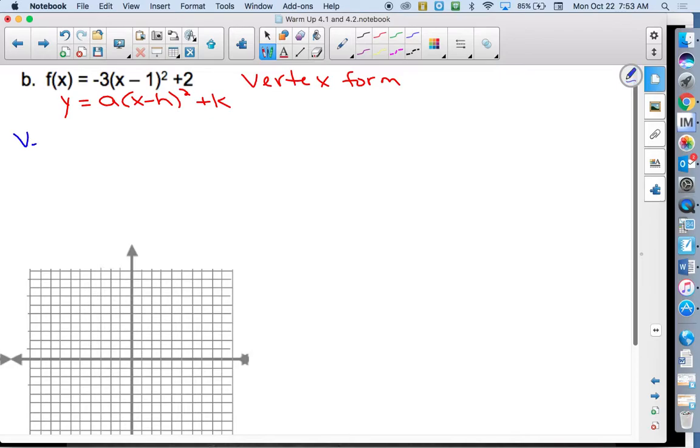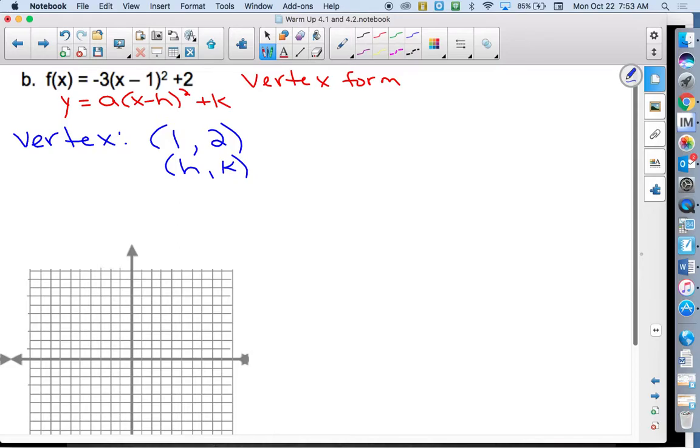So since it's in vertex form, without doing any work, we should be able to find the vertex. So Brandon, what's the vertex of this problem? Say it again, 1, 2, yeah. I thought you said 0 at first. So the h value is the vertex, and the k value. Those two letters or numbers paired together make our vertex.